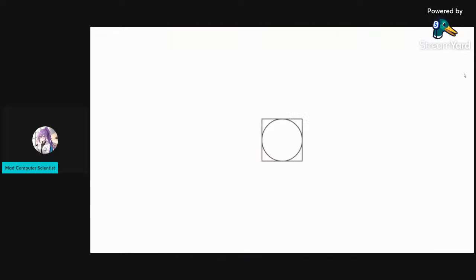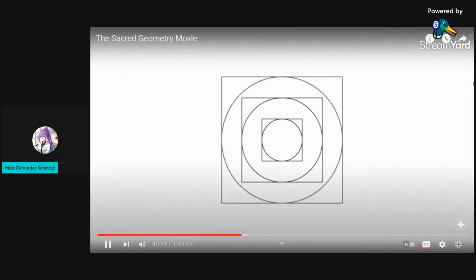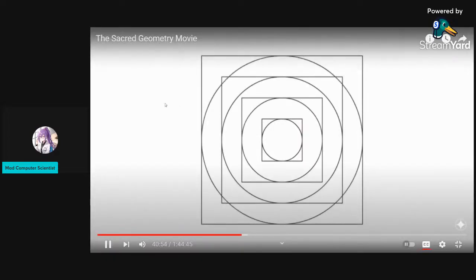If you put a circle inside a square perfectly, and then continue to put another circle and square, each with the same diameter, one radius away on all sides, going outward.